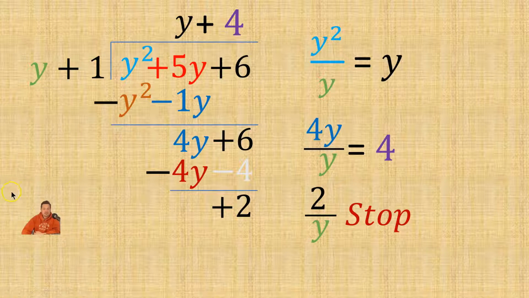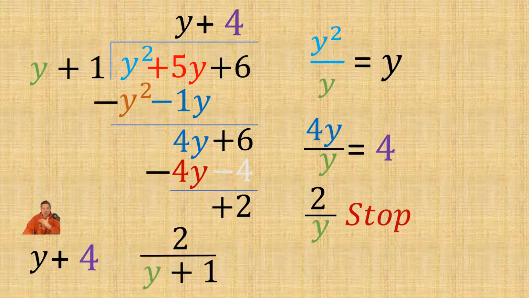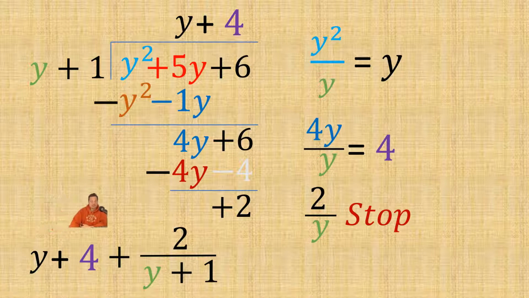So when I do that, finally it will look like this. I'm going to have the y plus the 4. And I'm going to put the remainder 2 over the quantity I'm dividing by, which is y plus 1. And as I said, just make sure that you include the sign of whatever the remainder is. So specifically, in this case, below me you see a plus symbol because that is the sign of the remainder. If the remainder were a negative value, then you would have a minus symbol in that position.